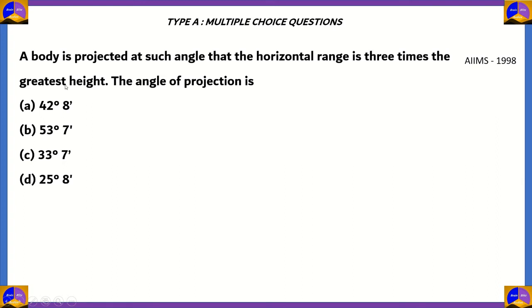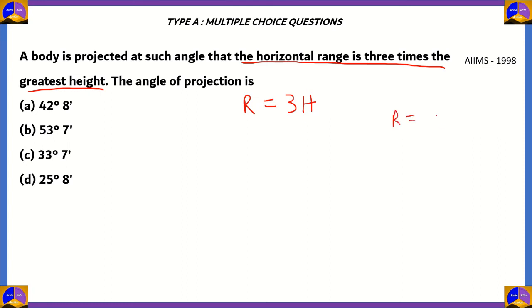Let's look at the third question. In the third question, a body is projected at such an angle that the horizontal range is 3 times the greatest height. You need to find the angle of projection. According to the question, the given condition is that the horizontal range R is equal to 3 times the greatest height, which is capital H. Let's use the formulae for both these quantities.